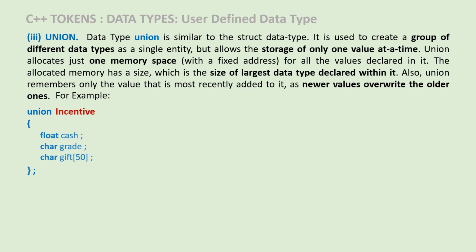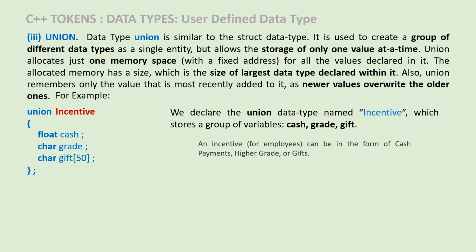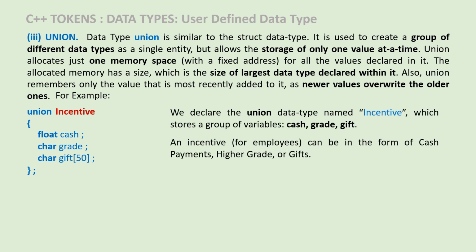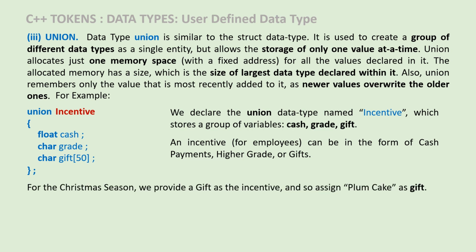We then declare a group of variables. float cash, to store cash amount. char grade, to save a single character office grade. And char gift, to store a max 50 character gift name.